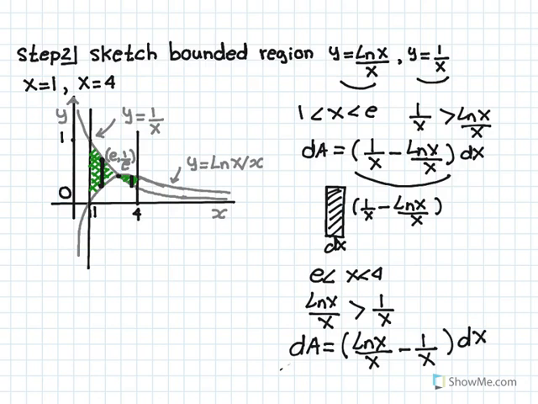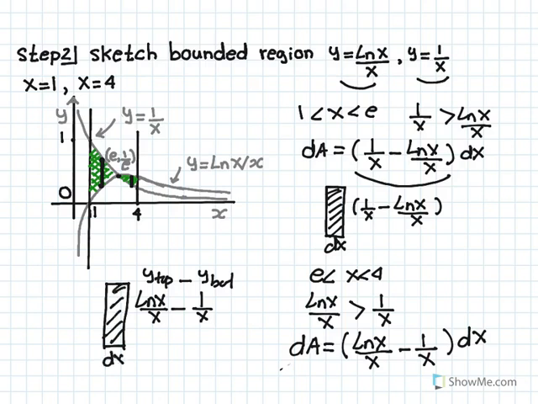Let's also illustrate this with a rectangular slice. Now the top function is changing. The top function is log x over x, and the bottom function is 1 over x. This is y top minus y bottom. And the width is dx. When you multiply the width times the height, you get a differential area right here.